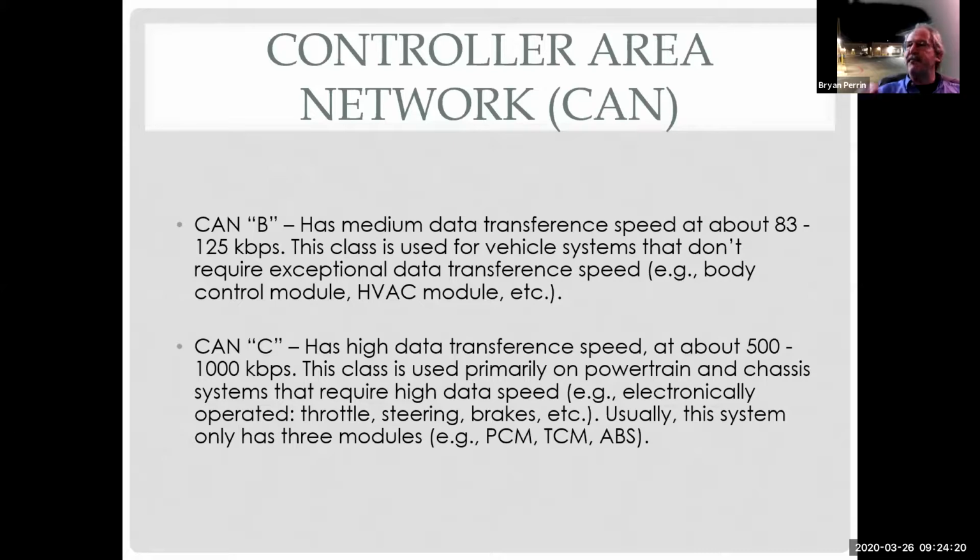CAN C is what our powertrain control module, transmission control module, ABS, and airbag tend to all use. This is a high-speed data bus of about 500 to 1,000 kilobits per second. This class is used predominantly for powertrain and chassis systems that require high data speed. Electronically operated throttle, steering, brakes, etc. Usually the system only has 3 modules, but it can have as many as 7.